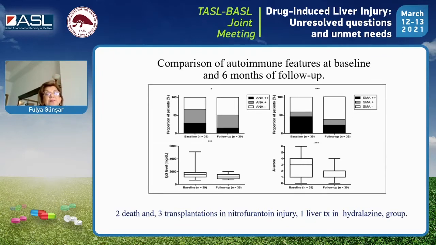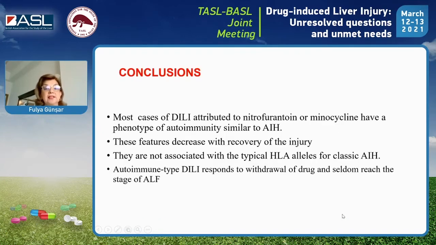When you look at this slide, you can see the baseline and follow-up autoantibodies and IgG levels of the patients in that study. You can see them decreasing during follow-up. The immune response is decreasing after the event. There were 2 deaths and 3 transplantations in nitrofurantoin injury and 1 liver transplantation in the hydralazine group in that study.